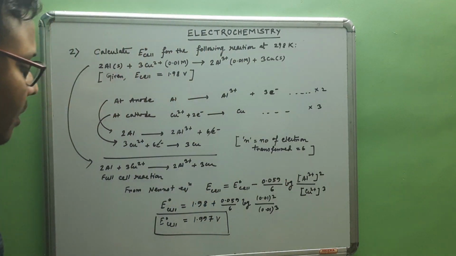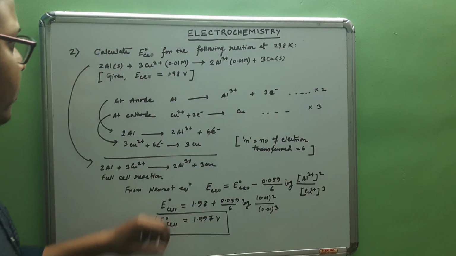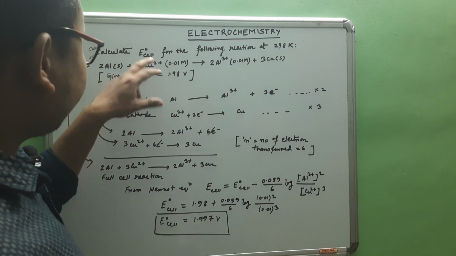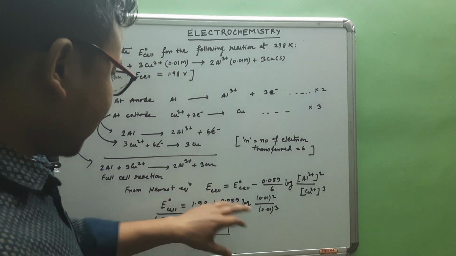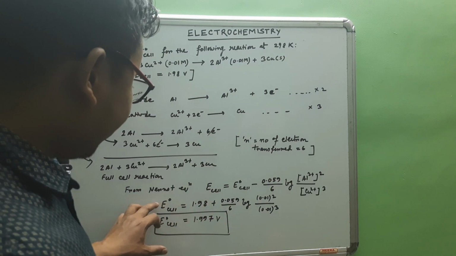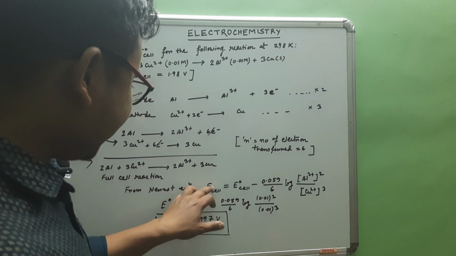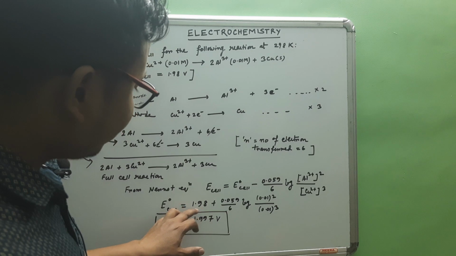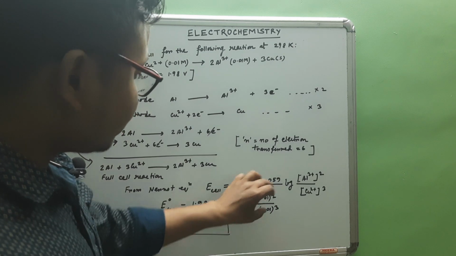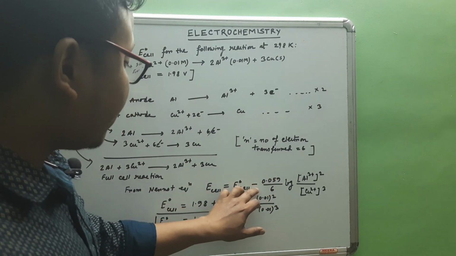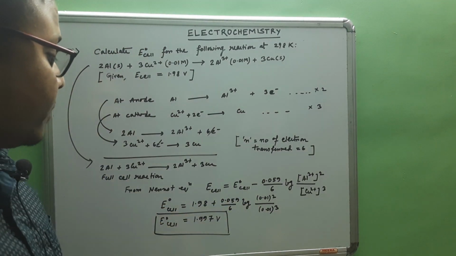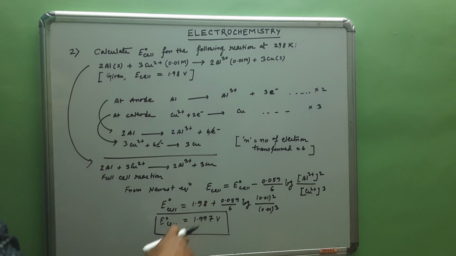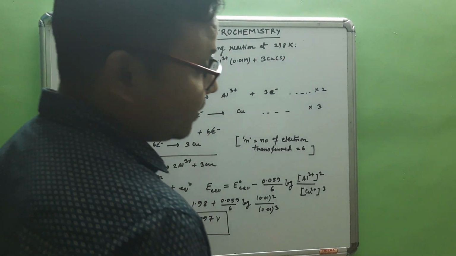So we have to calculate the E0 cell, and E cell is given. After rearranging, we get E0 cell equals E cell plus the log term, which gives the total equation, and the answer is E0 cell equals 1.997 volt.